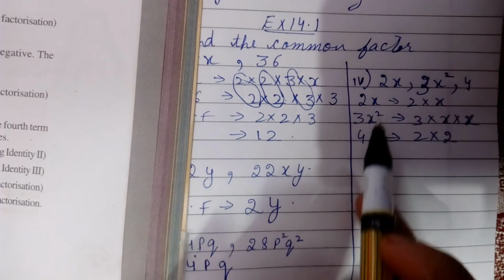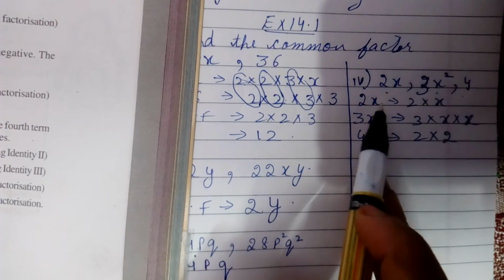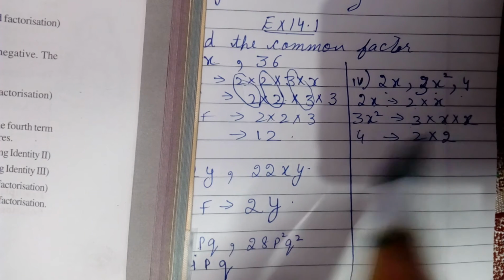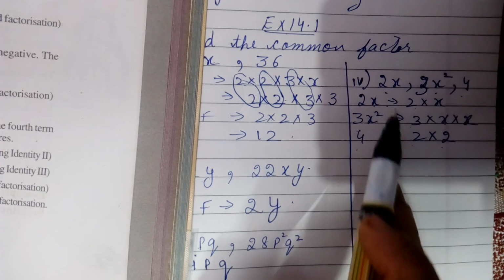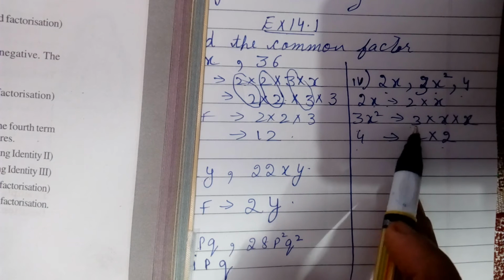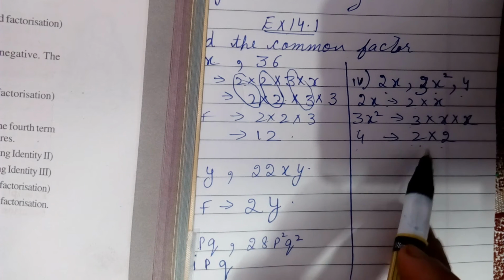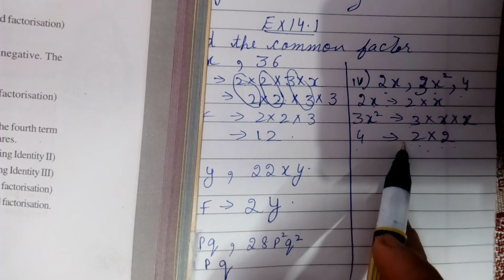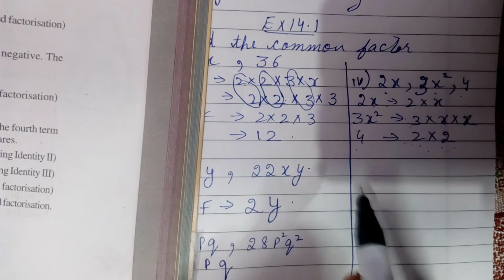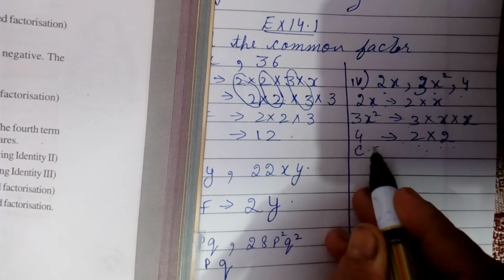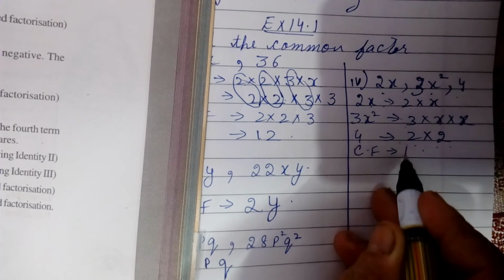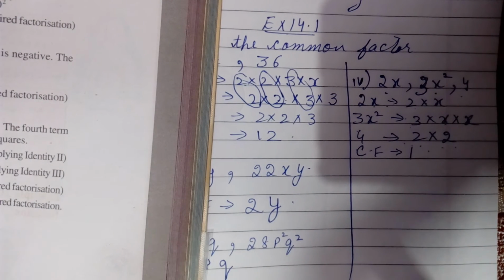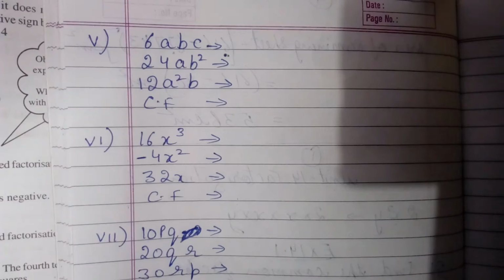Now in fourth part you see 2x, 3x square and 4. 2x can be written as 2 into x, 3x square as 3 into x into x, and 4 can be written as 2 into 2. Now nothing is common in all three. Like x is common in these two but not here. 2 is common in these two but not in the second. So what will be the common factor? We know 1 is a common factor of every expression, so write the common factor as 1.